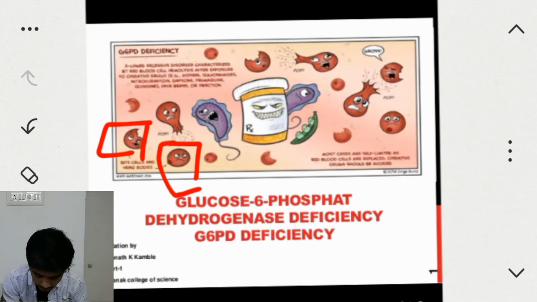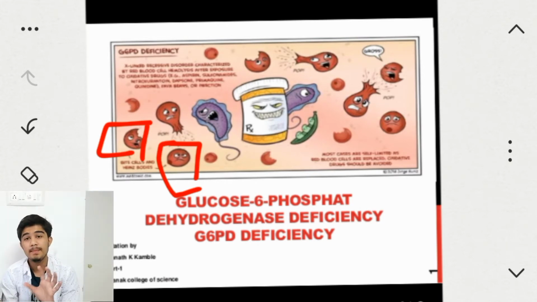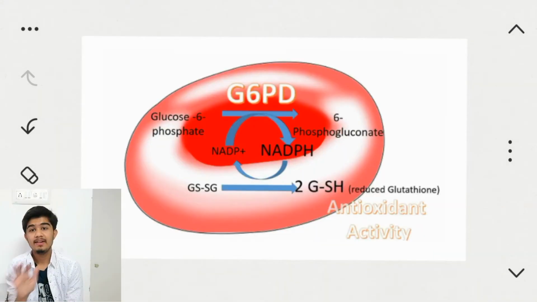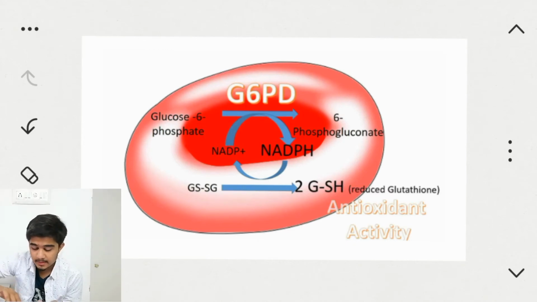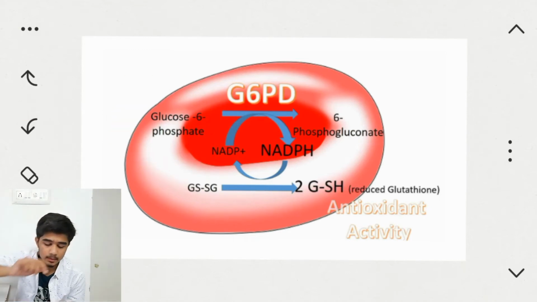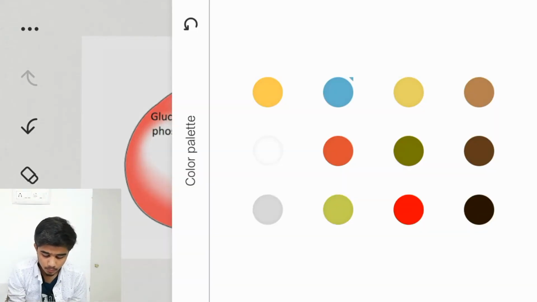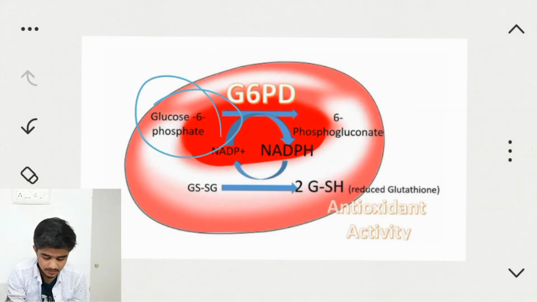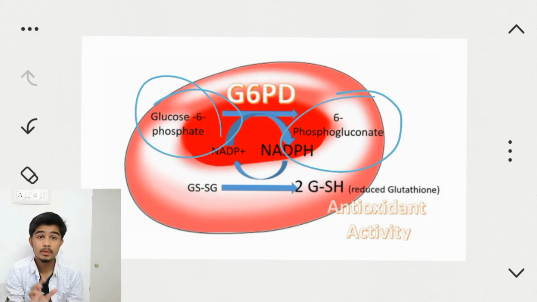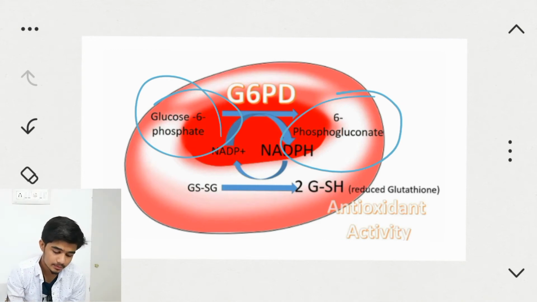Now let's see the main cause of G6PD deficiency. What is the pathogenesis of G6PD deficiency? Let's see the major mechanism. In our body, the HMP shunt pathway occurs simultaneously with glycolysis. What happens in the HMP shunt pathway? Glucose 6-phosphate is converted into 6-phosphogluconate by the enzyme G6PD, glucose 6-phosphate dehydrogenase.